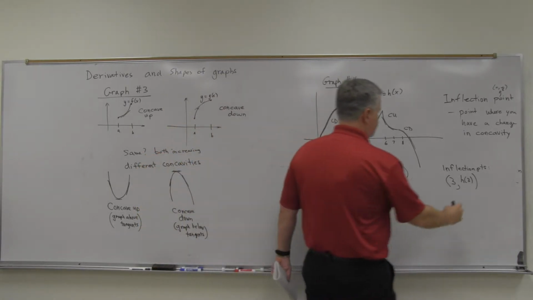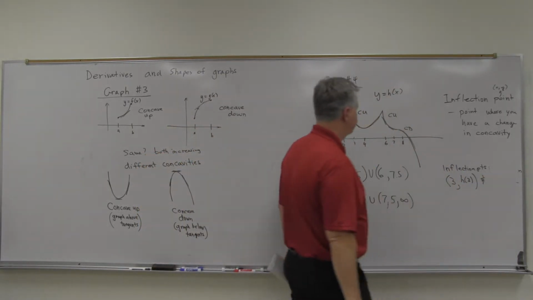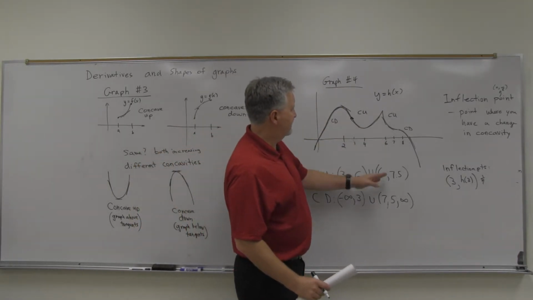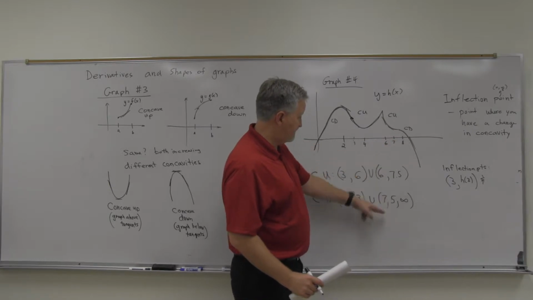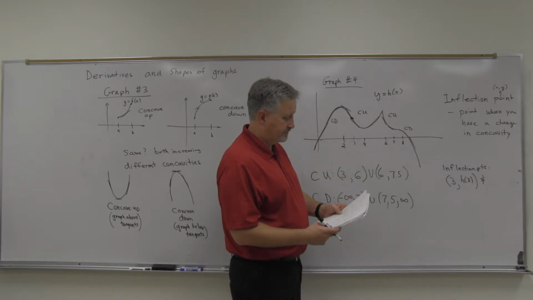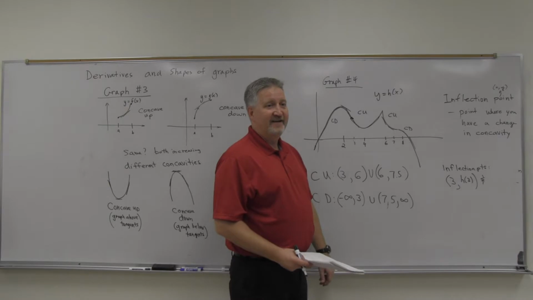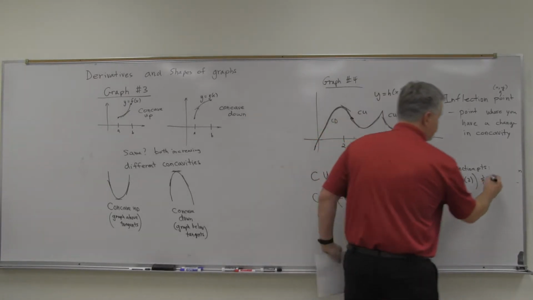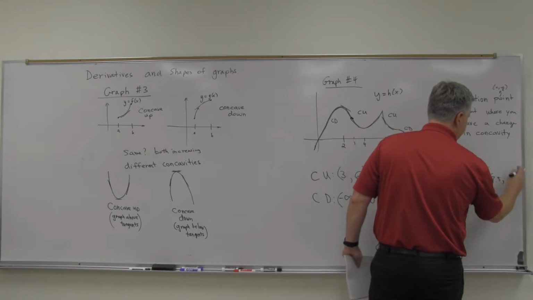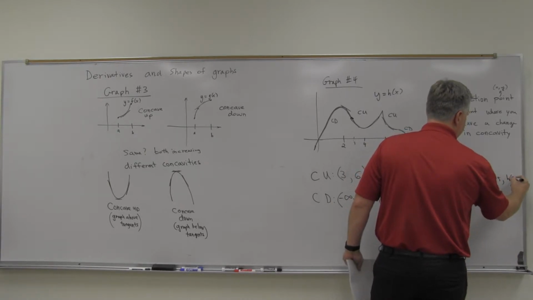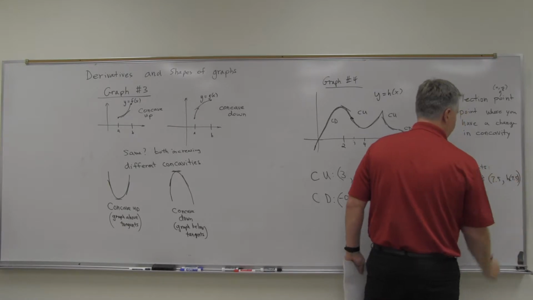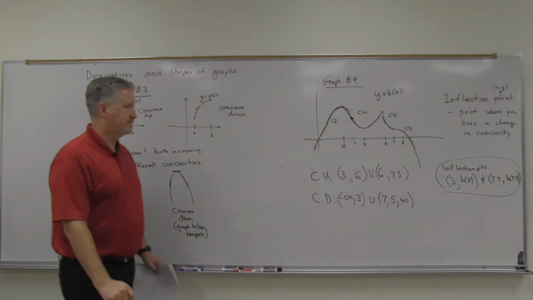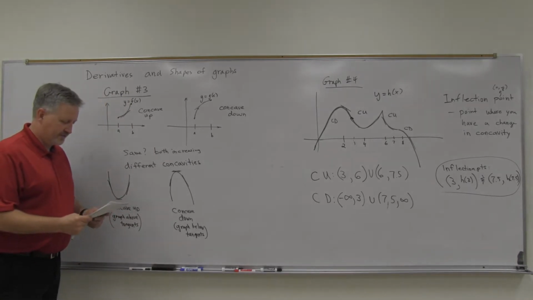And there's another one. Where else did it change concavity? It didn't change concavity up here at 6, but it did change it at that 7.5, I called it, by my calculations there. We had another change in concavity at 7.5, so that would be the other inflection point. 7.5 and h of 7.5. So that's another definition or another term there.